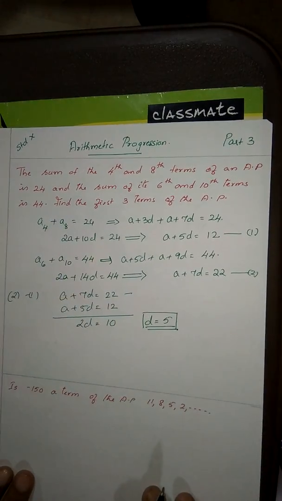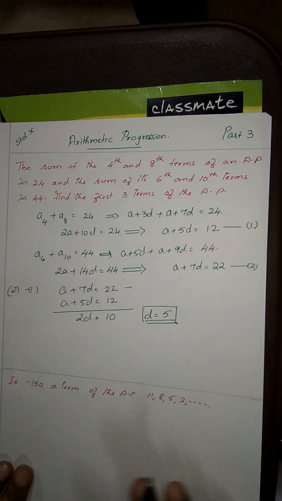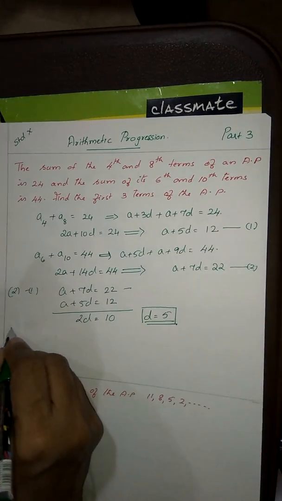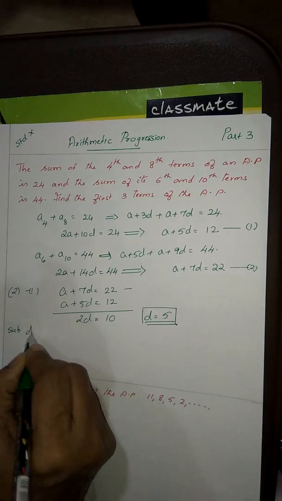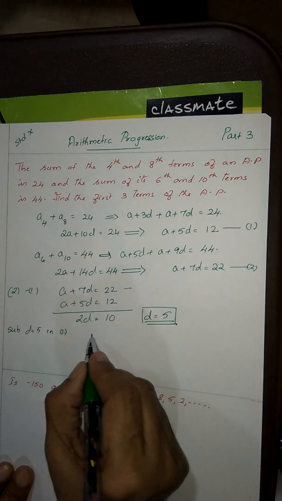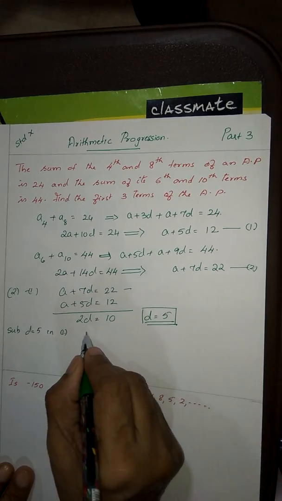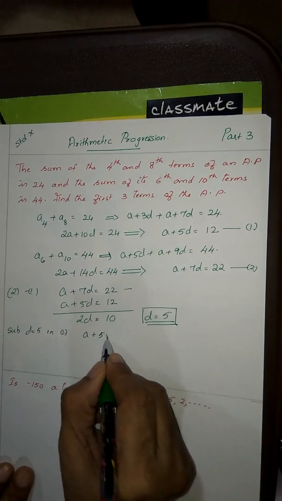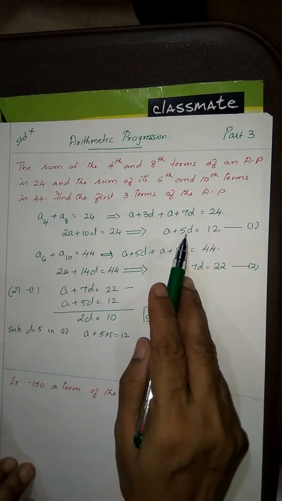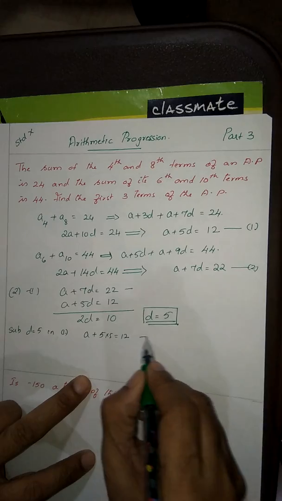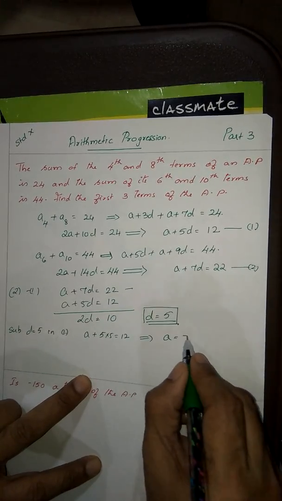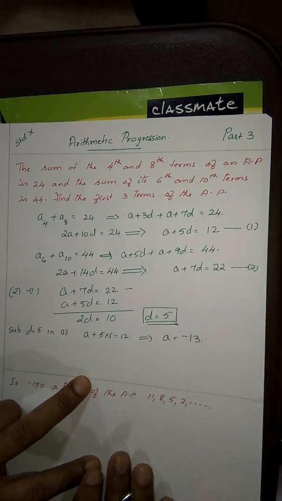Now you have to find the first three terms of the AP. Now we got D, now we have to find A. So you substitute D. Substituting D equal to 5 in equation 1, you get A plus 5 into 5 is equal to 12. So from which you get A is equal to 12 minus 25, that is A is equal to minus 13.